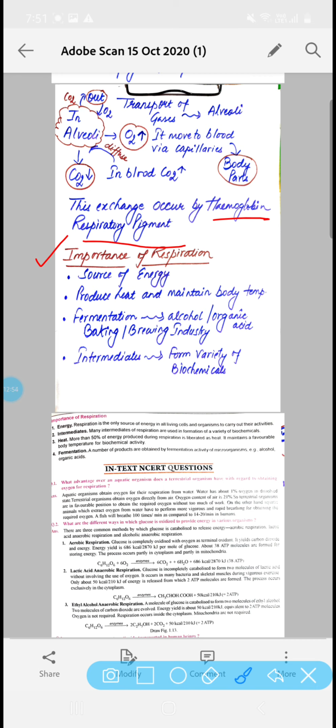Now, importance of respiration. We all know that respiration is the process which is giving us the energy. It is the source of energy in all the living organisms, and this energy is being utilized to perform the activities. Now the second one: during respiration, heat is produced. The energy that is produced is in the form of heat, and this heat is used for maintaining the body temperature.